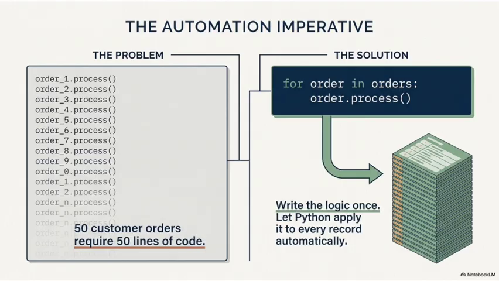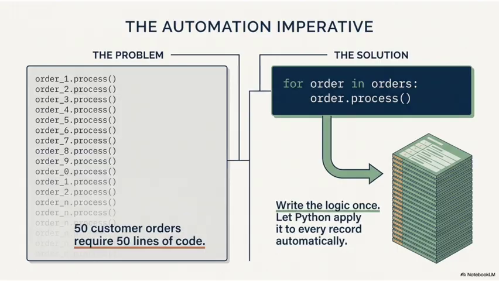Now, this slide here makes the automation imperative concrete. Without loops, 50 customer orders require 50 lines of code, one per order. Now, the problem column on the left shows the reality. Order_1.process, order_2.process, all the way to order_50.process. That's not programming, that's typing. It doesn't scale, doesn't adapt to new data, and changing the logic means editing every line.